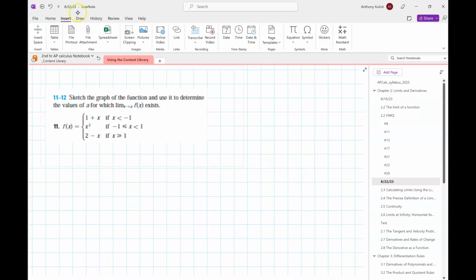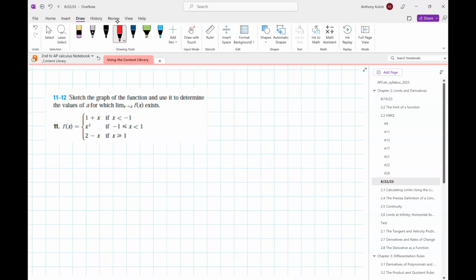All right. So here it says sketch the graph of the function and use it to determine the values of a for which the limit of f of x fails to exist. So first step is I need to graph this thing. Can't really do that on my calculator because it's a piecewise function, right? So we're going to do it by hand, but it's not difficult because the pieces are pretty nice, easy to deal with pieces.